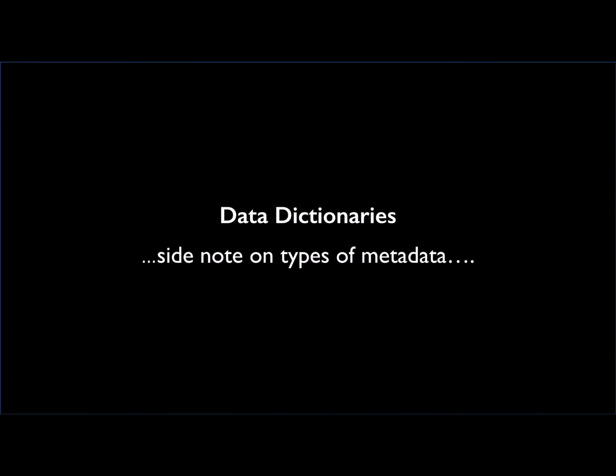So just a side note on the types of metadata that we talk about in a data dictionary. The DAMA Book of Knowledge refers to technical metadata, business metadata, and operational metadata. Now, whilst I won't disagree with the definitions of those, I'm not sure where they are the most helpful, because does it miss the point slightly?